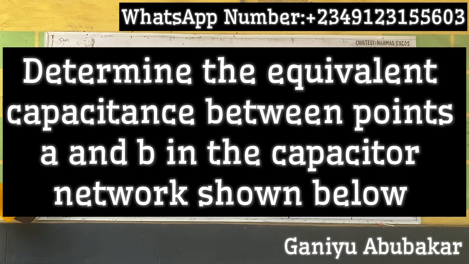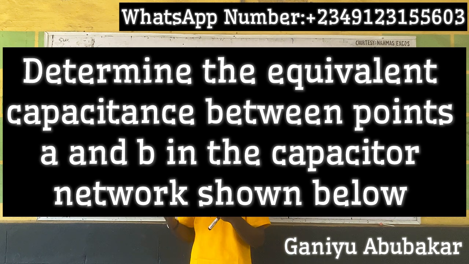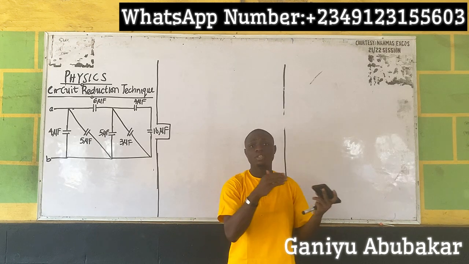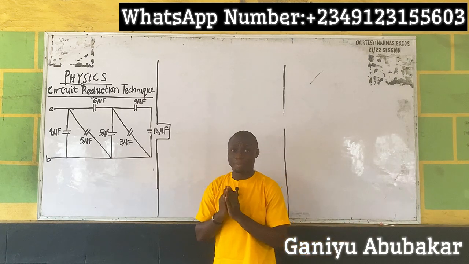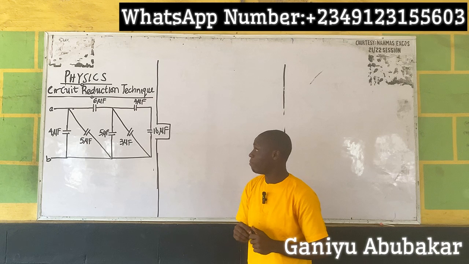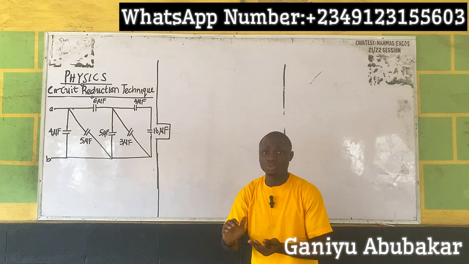The question attached to this diagram says, determine the equivalent capacitance between point A and B. This is A, this is your B here, between point A and B in the capacitor network shown in the figure below. So I'm asked to find C_eq, the equivalent capacitance. So what do you do in this case? First things first, as you solve, reduce the diagram.